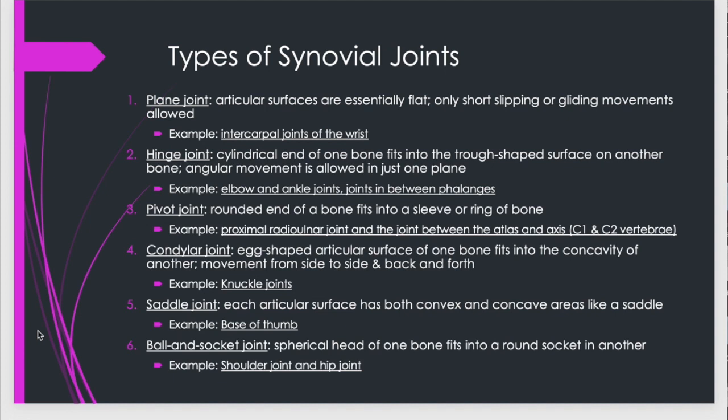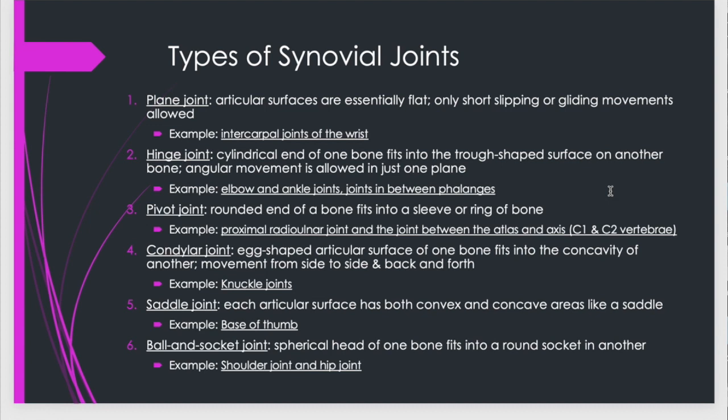Next we have the pivot joint, and here's the one I told you when we talked about the atlas and the axis we would talk about later. A pivot joint, you're going to have a rounded end of a bone fitting into a ring of bone from the neighboring bone. So we have those at the radio-ulnar joint, and we have them in between the atlas and the axis, or the C1 and C2 vertebrae. So if you turn your head all the ways you can move your head, that's because of that pivot joint in between those first two vertebrae.